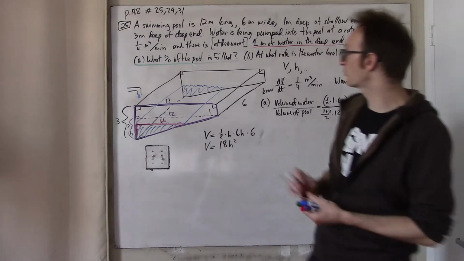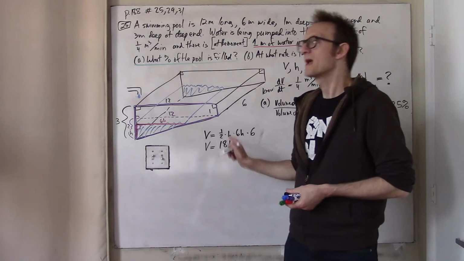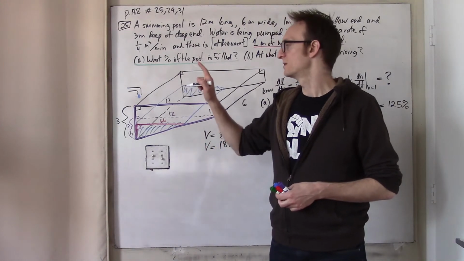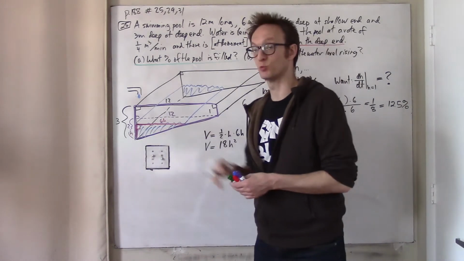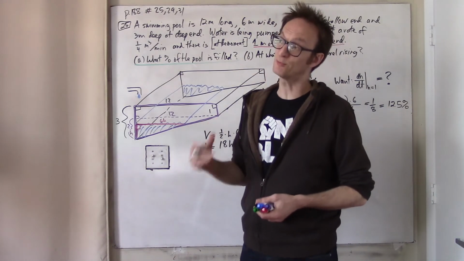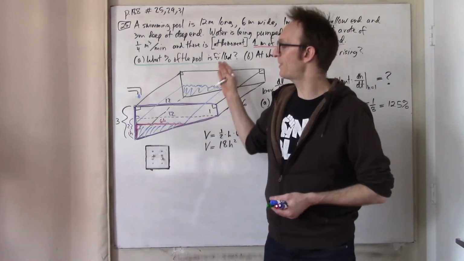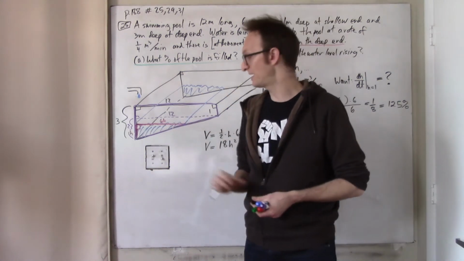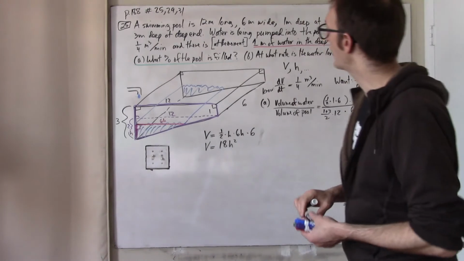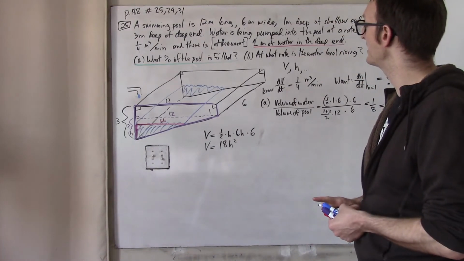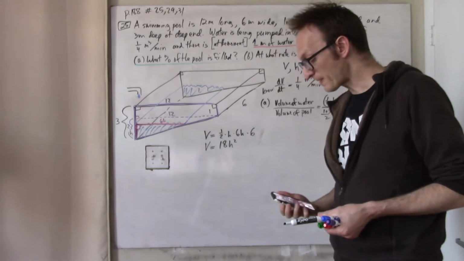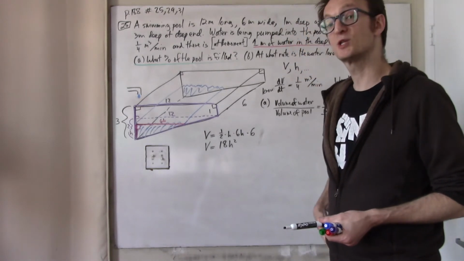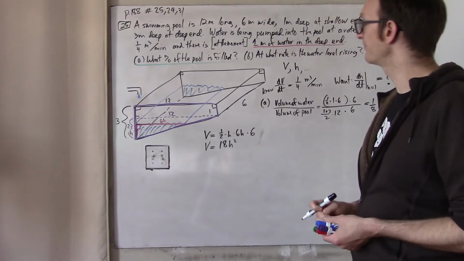And this formula will remain valid as long as the water level in the pool is less than 2. As long as the water level in the pool is less than 2, the shape of the water will be a triangular prism. And so this is the correct formula. Okay, anyway, now that we've done that, now we can rephrase the information given in the problem.